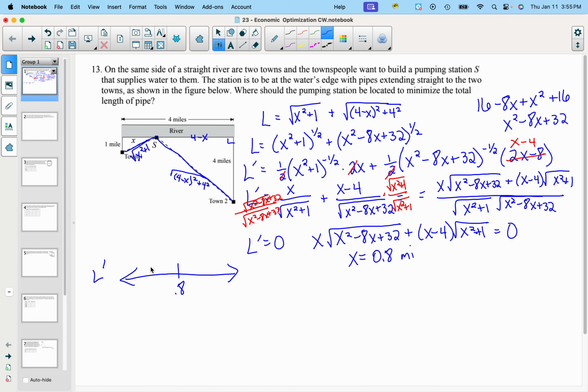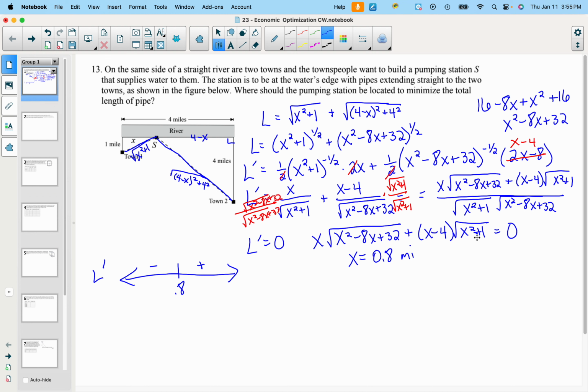You do get a negative. You do get a positive. I mean, you could use your calculator and do that. Pick something and plug it in, or graph it and show that it's below the x-axis and then above. So if they want to minimize the total length of the pipe, then that's how they should divide that up, so that they use the least amount of pipe.